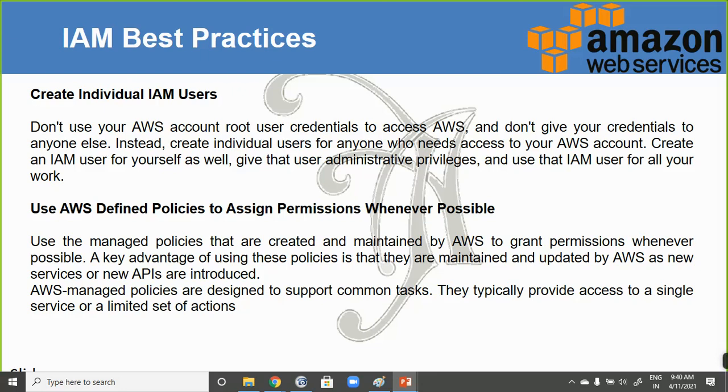Use AWS defined policies to assign permissions whenever possible. Use the managed policies that are created and maintained by AWS to grant permissions whenever possible. A key advantage of using these policies is that they are maintained and updated by AWS as new services or new APIs are introduced. AWS managed policies are designed to support common tasks. They typically provide access to a single service or a limited set of actions. Any question on this, guys?